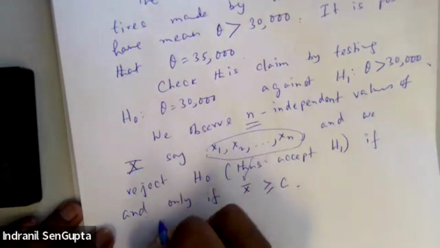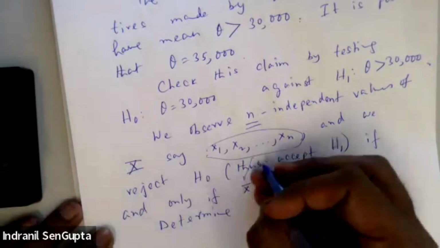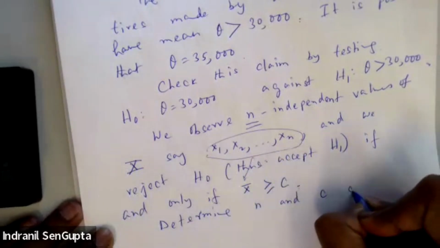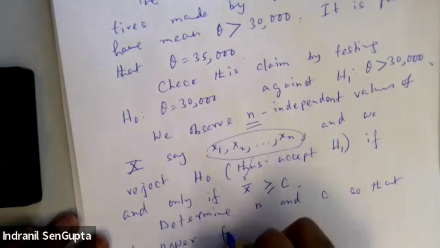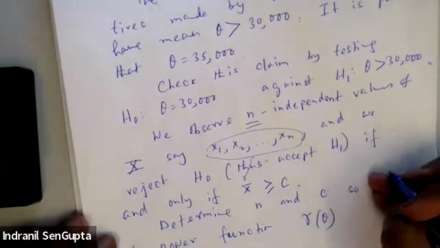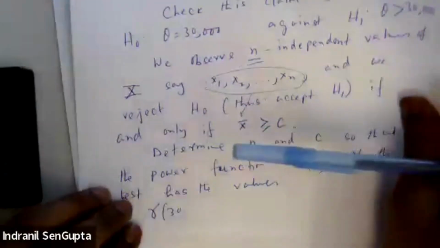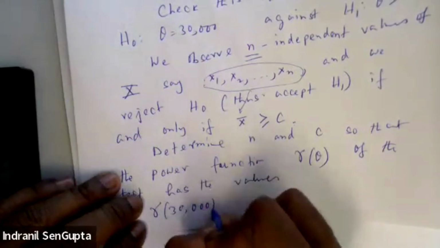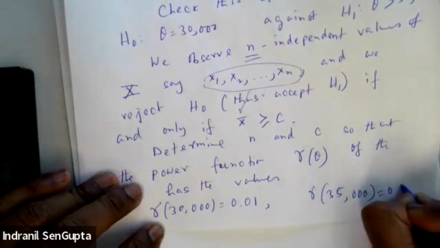Now here is a problem that we're trying to address. Determine n and c so that the power function gamma of theta of the test has the values gamma of 30,000 is 0.01, gamma of 35,000 is 0.98.